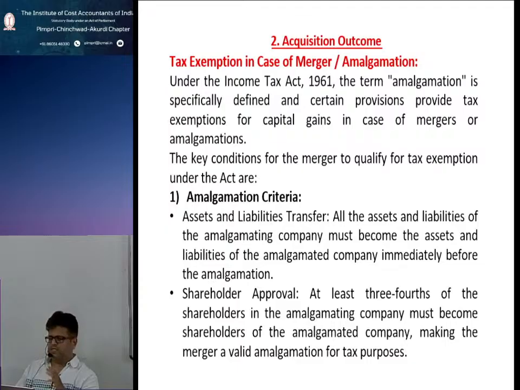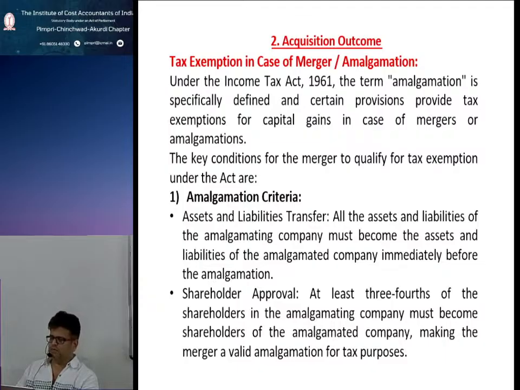As a part of this session, I am just reading out the provisions because they are self-explanatory in a way, and more detailed in the presentation and summarized also over here. Under the Income Tax Act 1961, the term amalgamation is specifically defined and certain provisions provide tax exemptions for capital gains in the case of mergers and acquisitions.